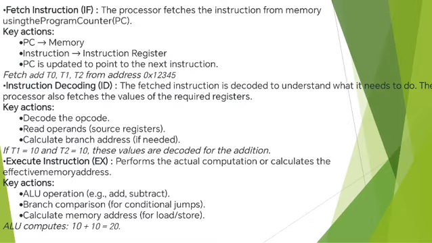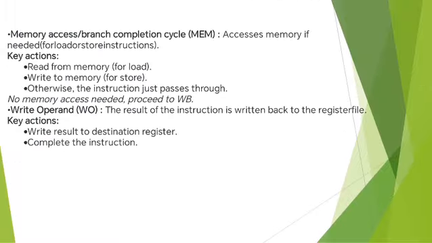Fetch instruction. The processor fetches the instruction from the memory using the program counter. Instruction decoding. The fetched instruction is decoded to understand what it needs to do. Execute instruction performs the actual computation or calculates the effective memory address. Memory access, if needed, for loading or storing the instructions. Write operand. The result of the instruction is written back to the register file.